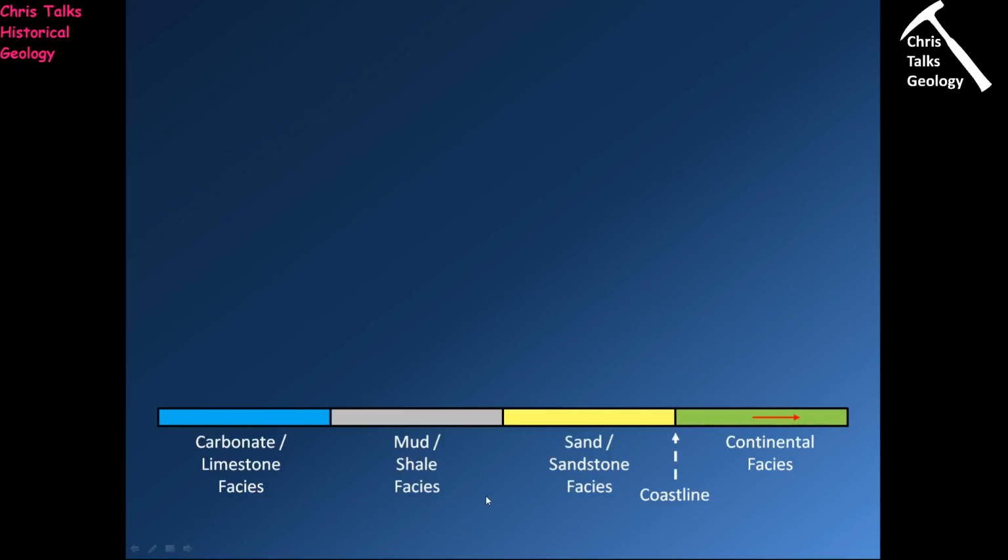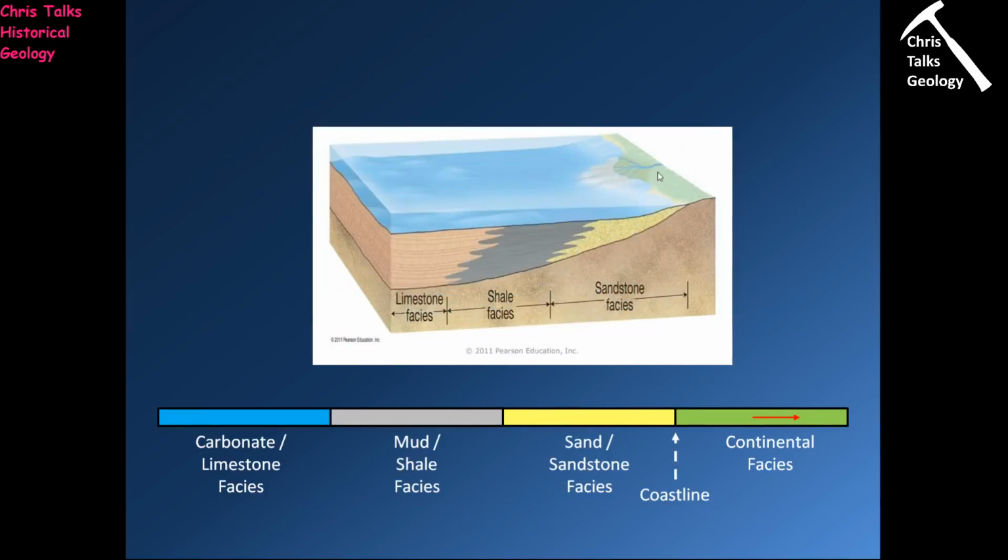So here's our situation. This is what we've been talking about. Here's our continent, here's our coastline, and we can see as we move into deeper water, we go from a sand-dominated environment, because this is a moderate energy environment. We then transition into a low energy, mud-dominated environment, and then we step out into a carbonate-dominated environment. So this is the classic set of rocks we expect to see on a continental shelf.